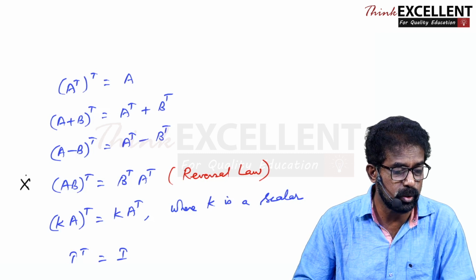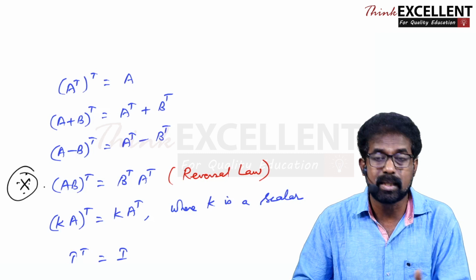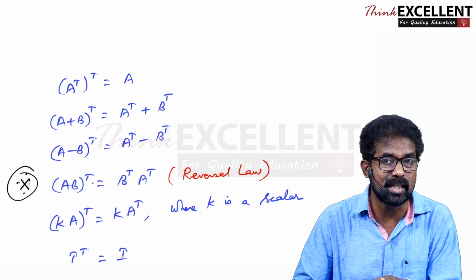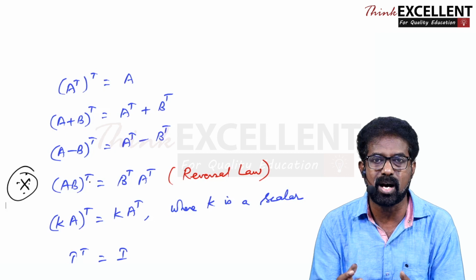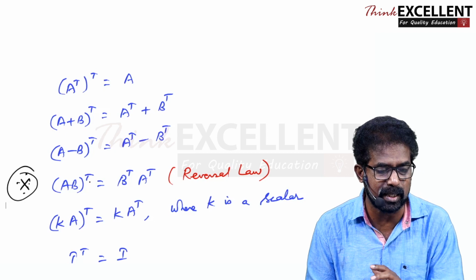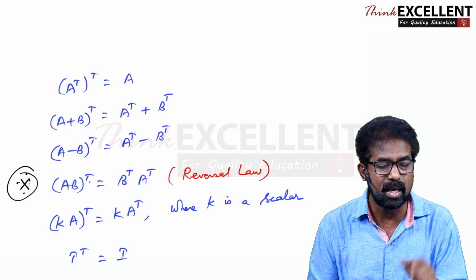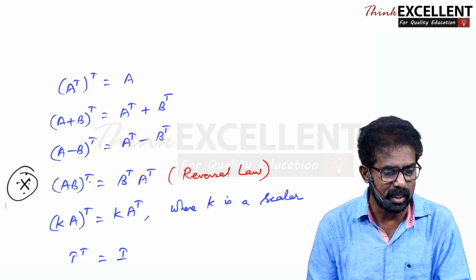But for multiplication, you have to be very careful. AB transpose is equal to B transpose into A transpose. So that comes in the reverse order. So we call it the reversal law of transposes. Okay, AB transpose. A is a matrix, B is a matrix. AB transpose is B transpose into A transpose.